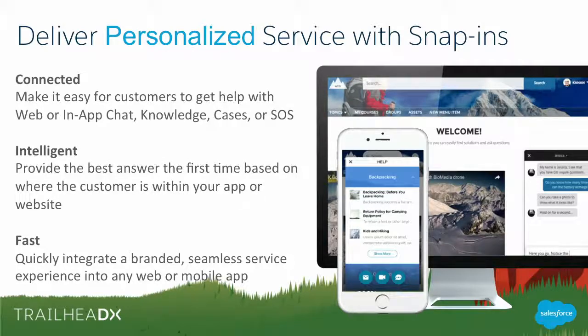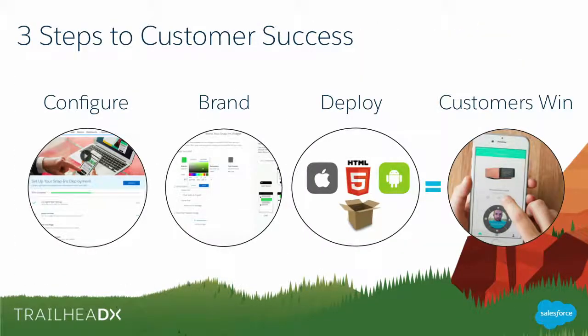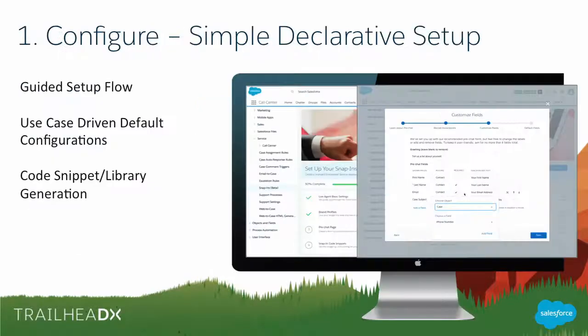This is what we think are three steps to customer success. You configure SnapIns, which is super easy to do. You brand it, because we will take care of all the REST APIs and everything in the background. All you need to do is customize it and brand it, and then deploy. Deploy means taking that code snippet and putting it in your web page, and you're up and running within a matter of hours or days and not months. That's really where we think our customer success is.